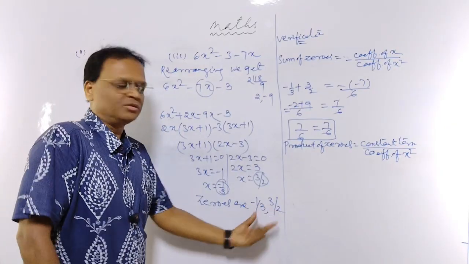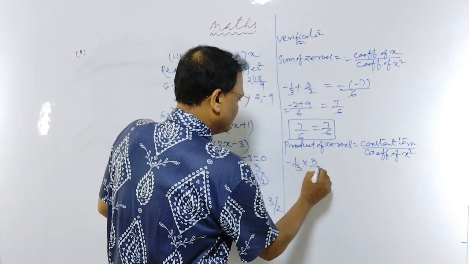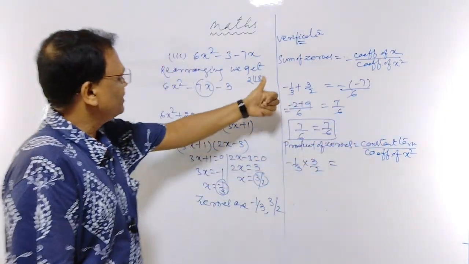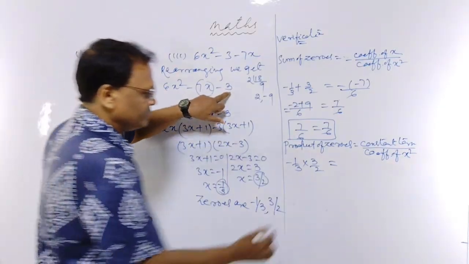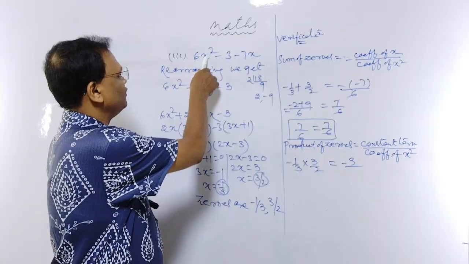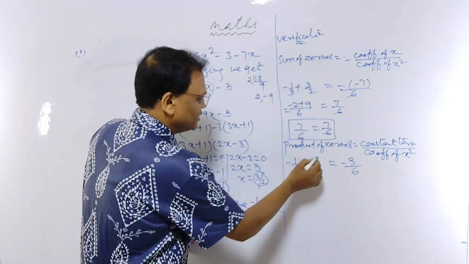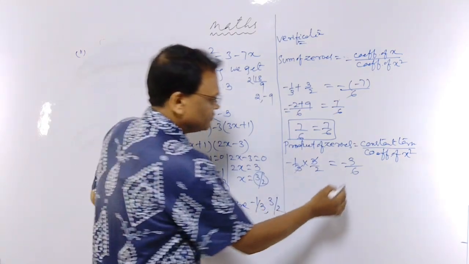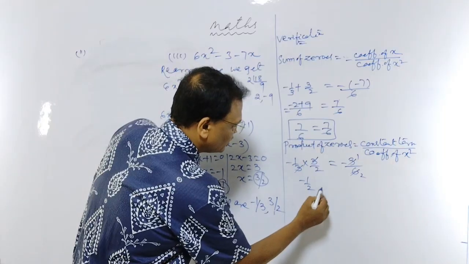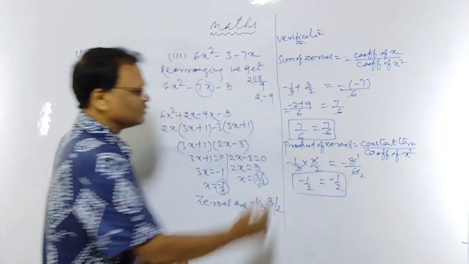Product of the zeros. Where are my zeros? These are my zeros, right? Minus 1 by 3 into 3 by 2. This becomes the product of the zeros. Constant term: check it, where is the constant term? Minus 3. Minus 3 by the coefficient of x square. Coefficient of x square is 6. So if I calculate, 3 gets cancelled. 3 1 is 3, 3 2 is 6. On the left side I am getting minus 1 by 2, and the right side also I am getting minus 1 by 2. This is also verified.